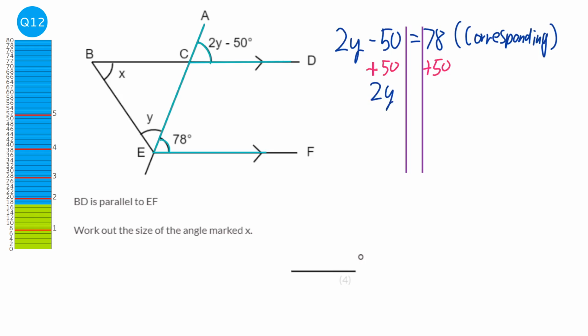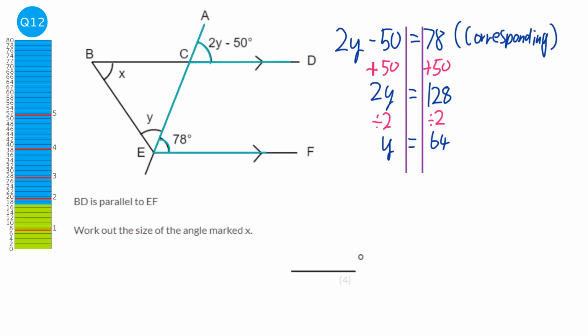So we've got 2y equals 78 plus 50, which would be 128. And then we're going to halve both sides, or divide by 2. So we've got 64. So we know that y is 64. And so we look back at the diagram to find out how we'd work out x.